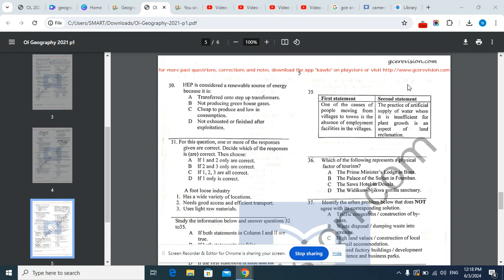Question 35. The first statement. One of the causes of people moving from villages to town is the absence of employment facilities in the villages. Second statement. The practice of artificial supply of water where it is insufficient for plant growth is an aspect of land reclamation. The answer is A.